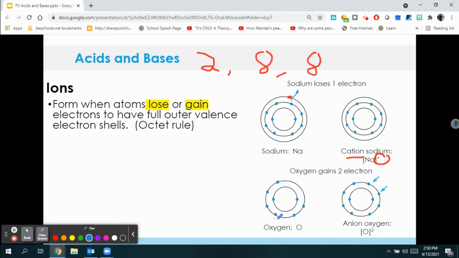Oxygen has 6 valence electrons. It wants to get to 8, so it's going to gain 2 electrons. Electrons have a negative charge, so now this oxygen has 2 additional negative charges. And you see over here that oxygen is 2-. So the negative ions are anions, and the positive ions are cations.